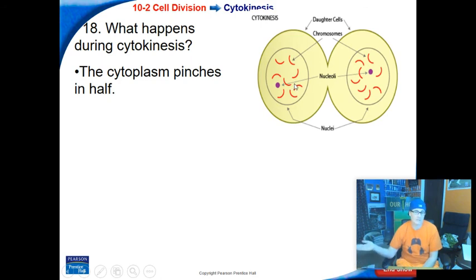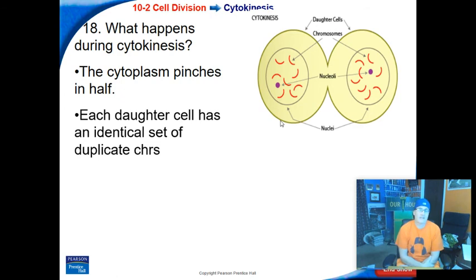Cytokinesis technically starts during telophase. Most drawings of telophase you see have the pinch beginning. These are referred to as daughter cells. Again, we have the nucleus, so the nuclear membrane is completely reformed. Each daughter cell has an identical set of duplicate chromosomes. In this case, we're talking about 7 individual chromosomes, which is about a third of what humans have.